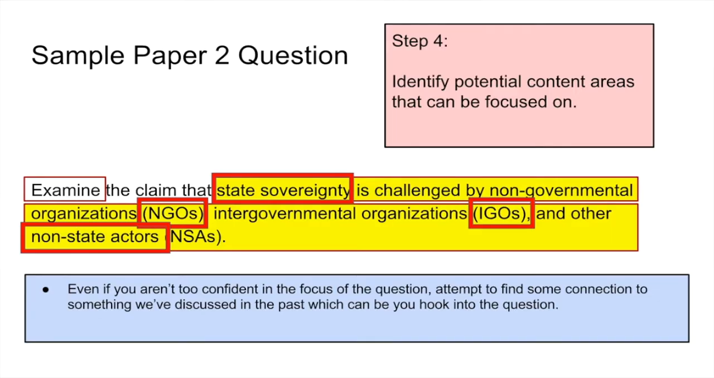What we have here, we actually have a key concept, which is huge, and that's sovereignty. That's amazing. Sometimes key concepts aren't as apparent, but if this wasn't here, say the question was to examine that non-governmentals, intergovernmentals, and non-state actors challenge a state, then we can say, okay, well, what element of that relates to our class? Maybe legitimacy, maybe power. Those are other key concepts. It's not mentioned directly, but maybe you can reason it out that power is related to anything.